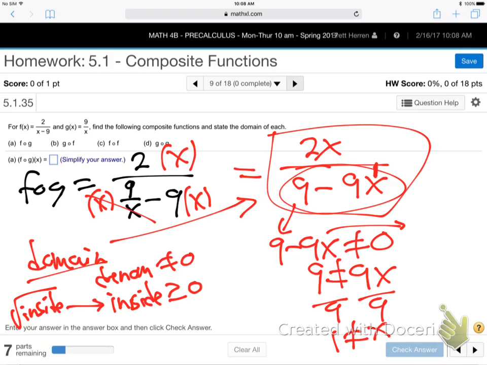Why, Robert? Why is 0 a problem? Because the g of x has an x in the denominator, and if it was 0, we can't find it, we can't plug it into the f of x. Exactly. Yeah, so here's the story. Here's the extra wrinkle in the story.